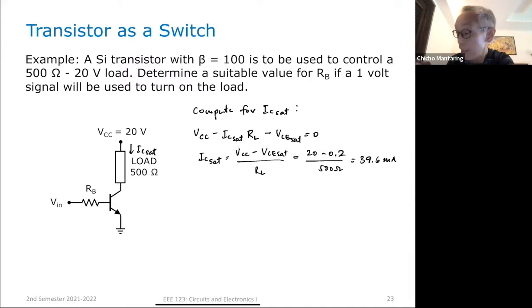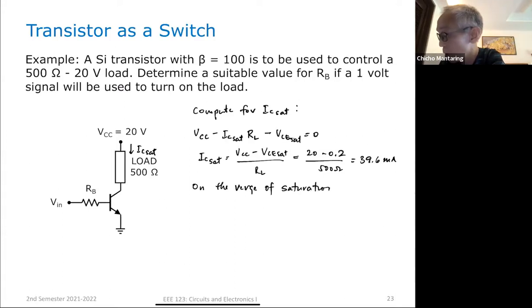Now, what is my base current? That will produce my collector current. Let's say on the verge of saturation. So on the verge of saturation, in other words, it's still active, but about to saturate, IB sat is equal to IC sat over beta. It's not really saturated yet, it's at the transition point. That's why you can still apply IC equal to beta times IB.